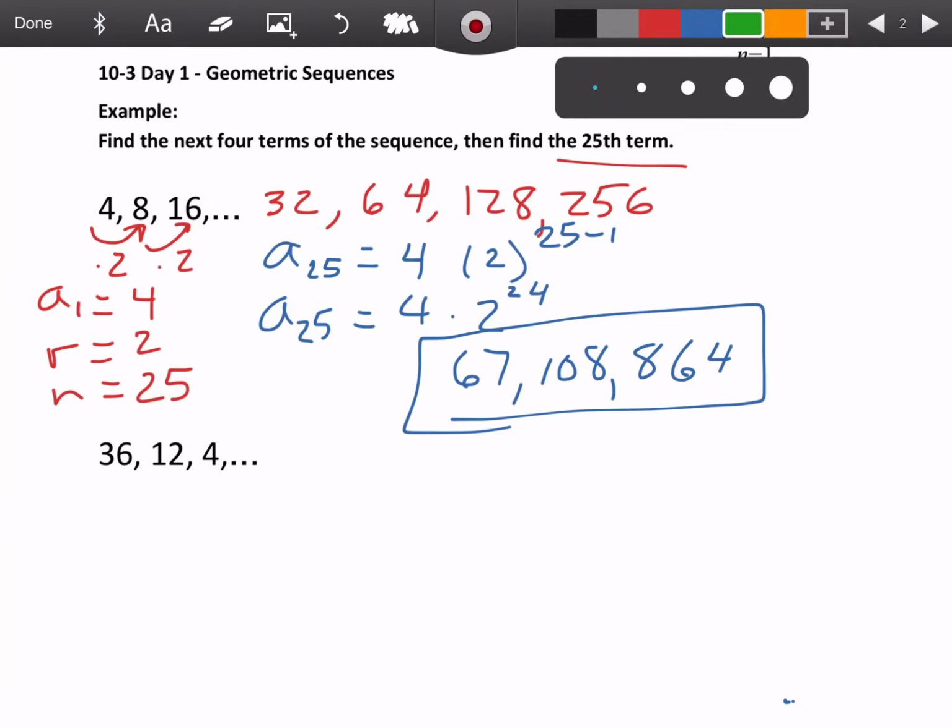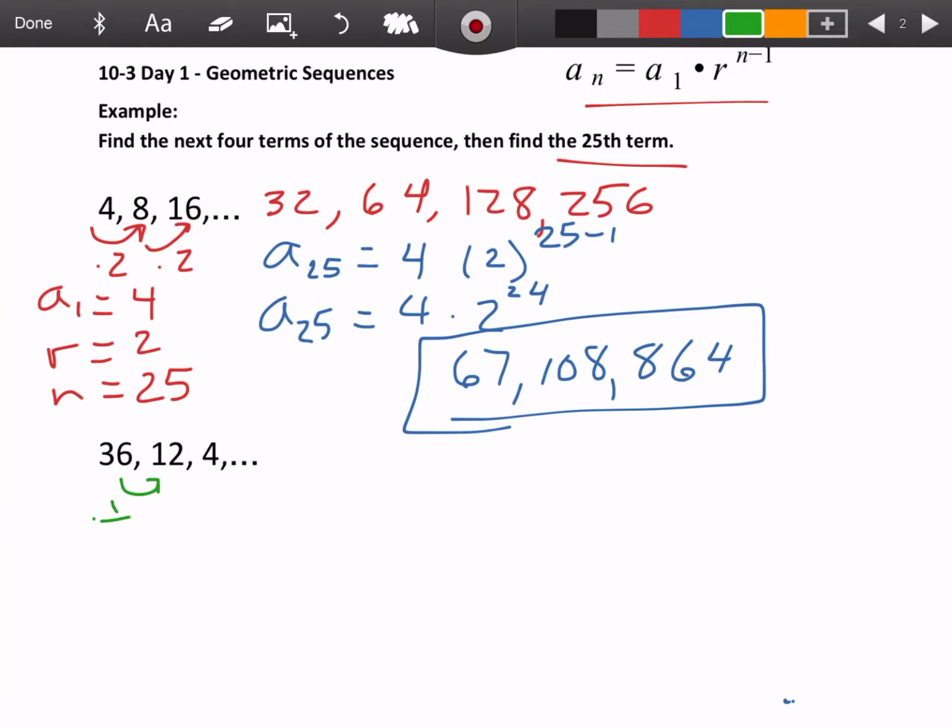In this next example, you can see we're going down. So I'm going to multiply by 1/3. We're always multiplying to do this. So here it's going to be 1/3. That's going to be our common ratio. Here you take 4 and you multiply by 1/3. Just leave it as 4/3. And then if you keep going, this would be 4/9, 4/27, 4/81.